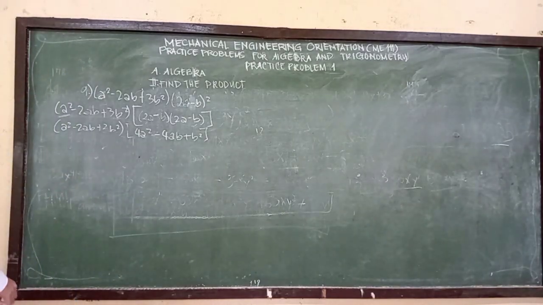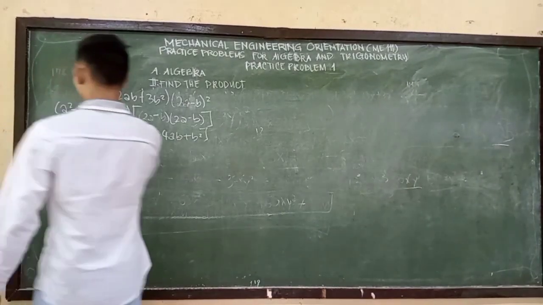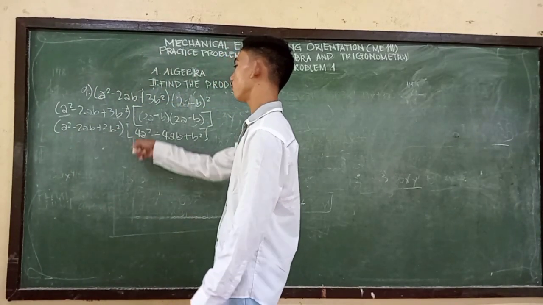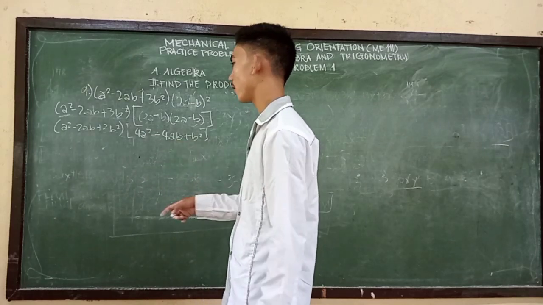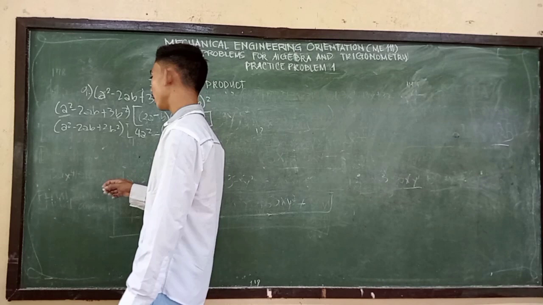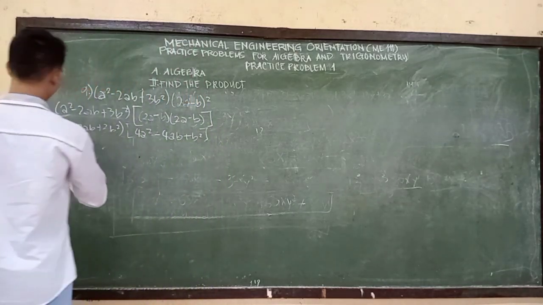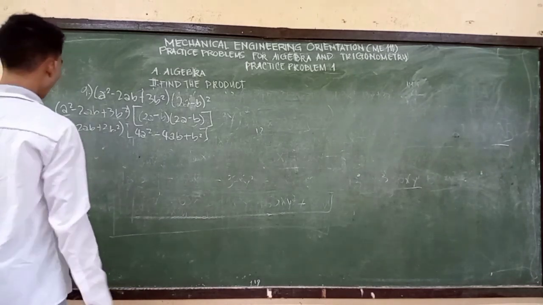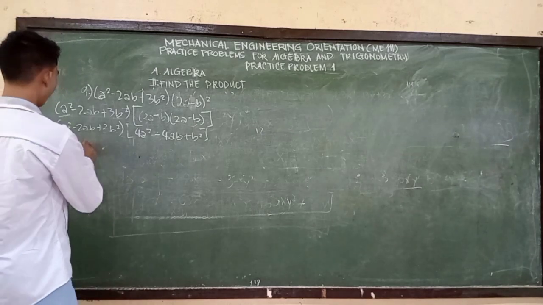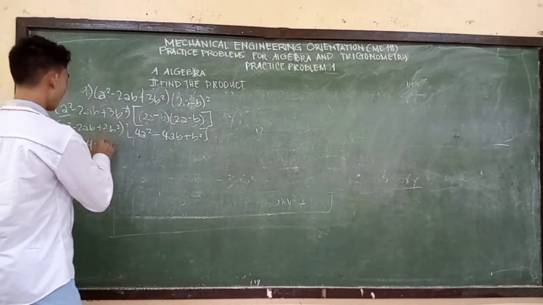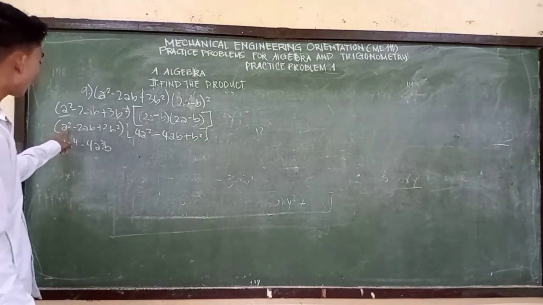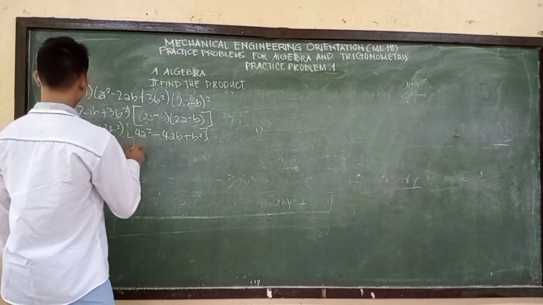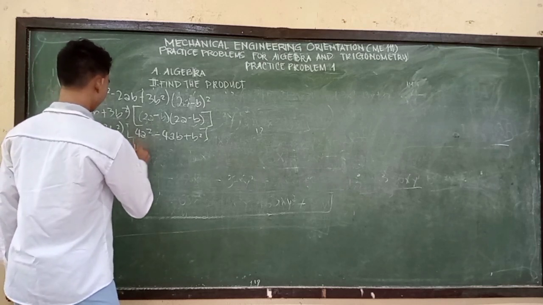Now, we already can multiply a squared minus 2ab plus 3b squared with 4a squared minus 4ab plus b squared. A squared times 4a squared will have 4a to the fourth power. A squared times negative 4ab will have negative 4a cubed b, and then a squared times b squared will have a squared b squared.